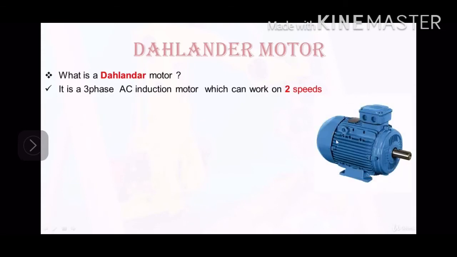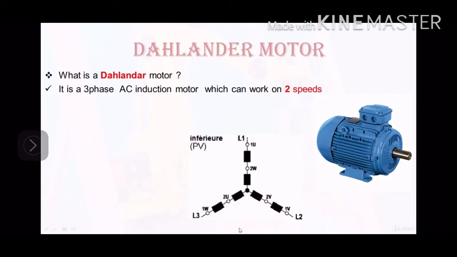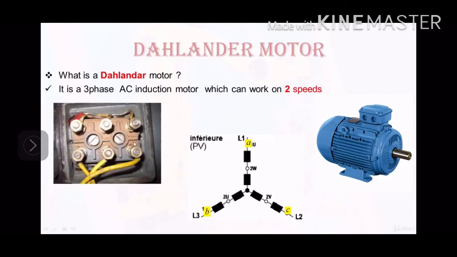So this is the shape or model of our Dahlander motor, and this is its internal structure. The Dahlander motor has two ways of connection according to the speed which we want. If we connect it from A, B and C, which in reality are these three terminals on the terminal box, it will work on the first speed.